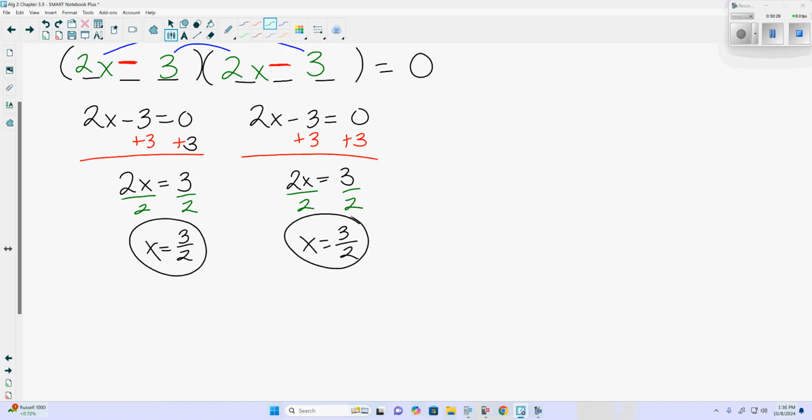So, again, this quadratic has 2 solutions, yes? x equals 3/2 and x equals 3/2. It's the same answer, yes? It does have 2 solutions. They're just not unique solutions. We just have a repeated solution. Questions on this here? All right.